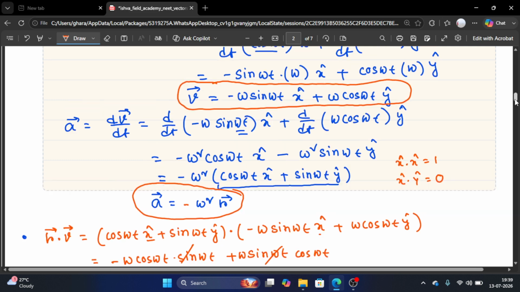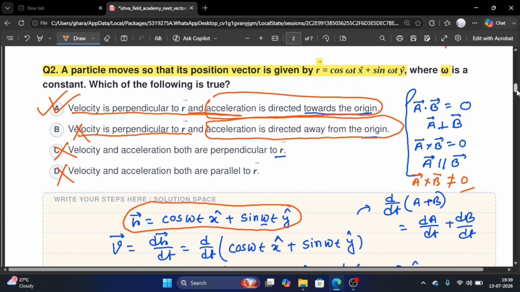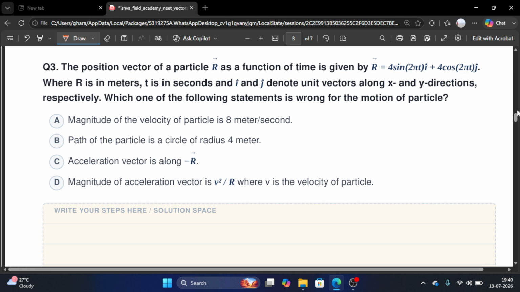So that's why, what is the answer? Acceleration directed away from is not correct, so this is the correct option. So this is a good question. From that question you solve that way. Okay, next one. The question number 3 is also a very important question.